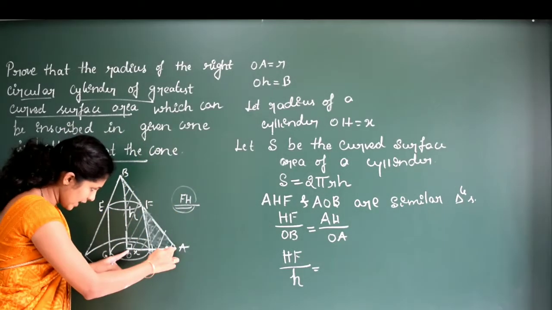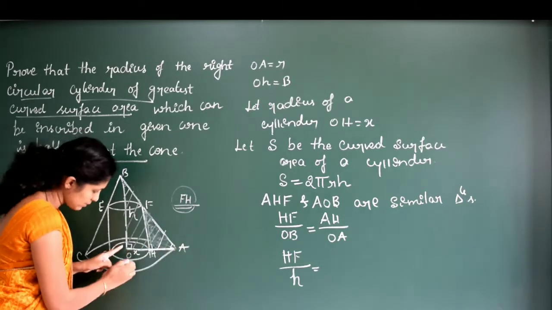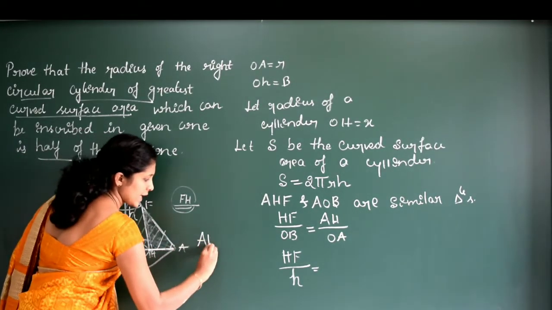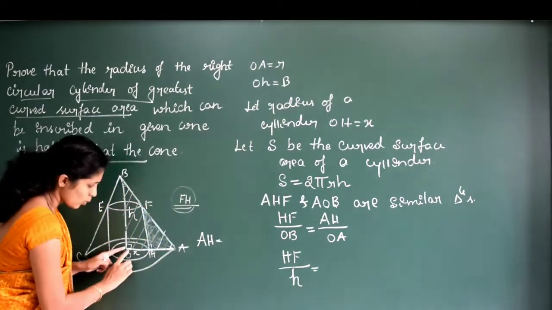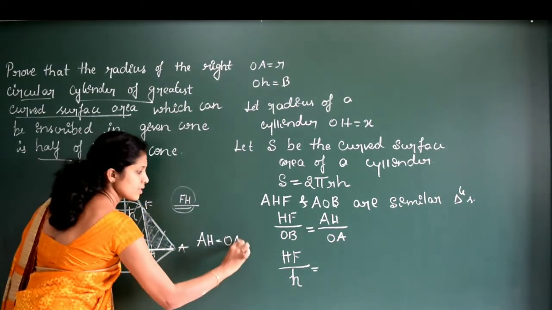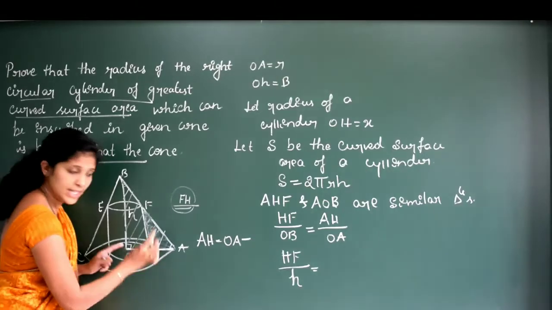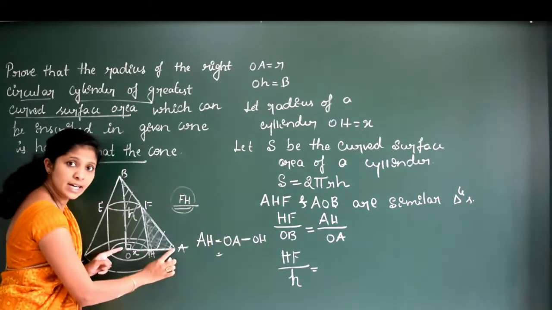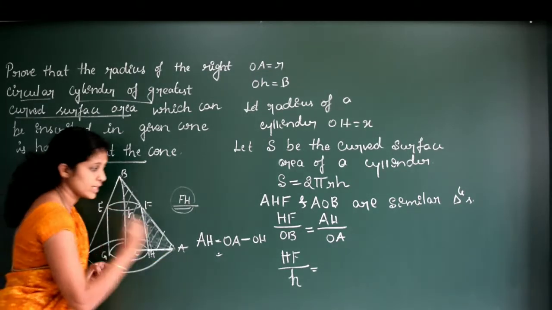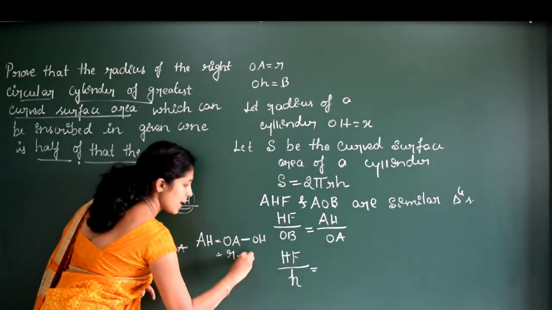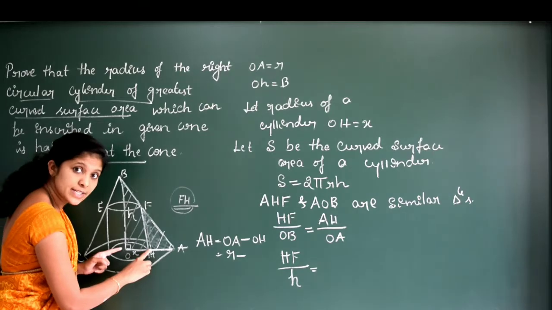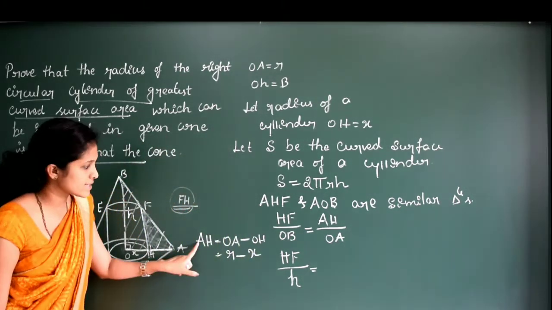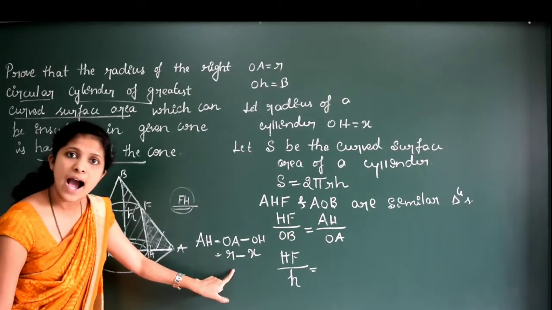AH value can be written as OA minus OH. Clear? AH can be written as OA minus OH. What is OA? OA will be the radius of a cone that we have considered as R, minus OH. This is the radius of a cylinder we have considered as X. Is it clear? So by this I can write AH as R minus X.